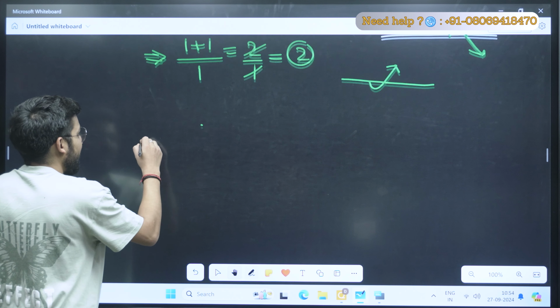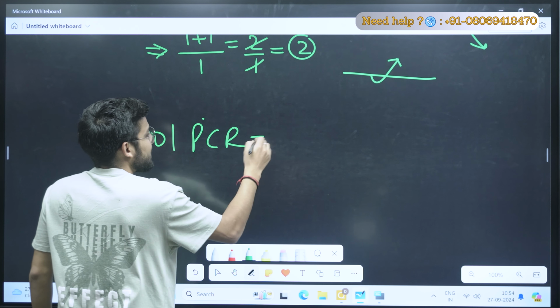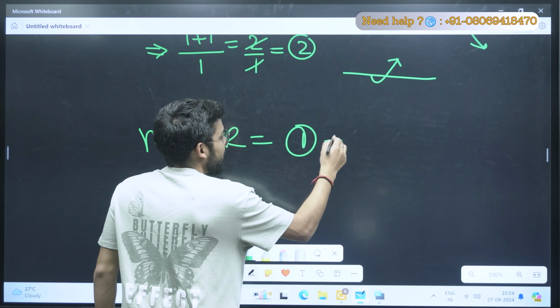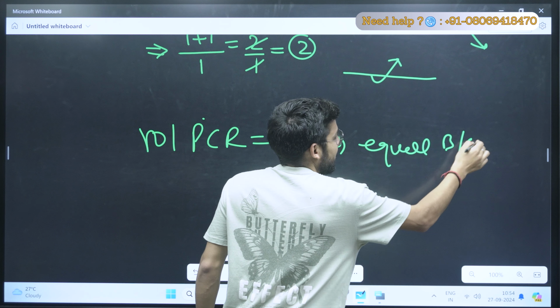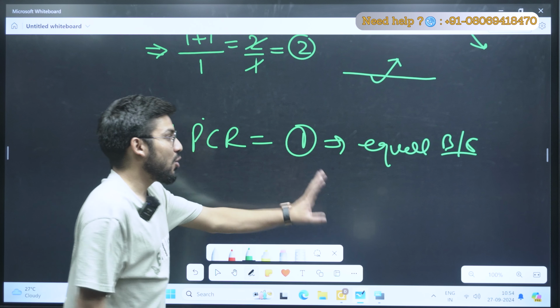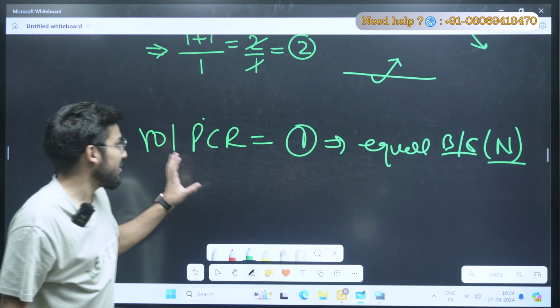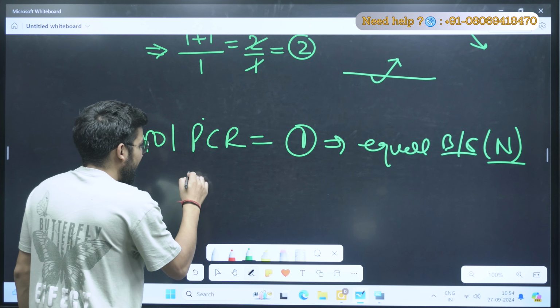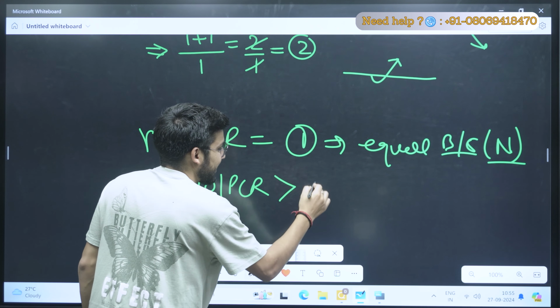So the conclusion from here is, whenever my volume PCR is 1, it means an equal number of buyers and sellers, or you can say the market is in a neutral state. The market is in a neutral state when my volume PCR is 1. When my volume PCR is greater than 1.